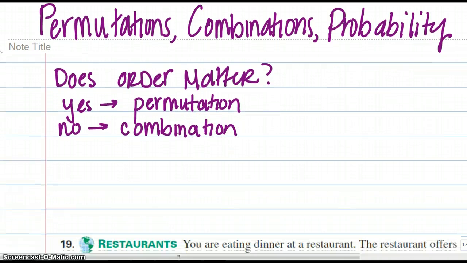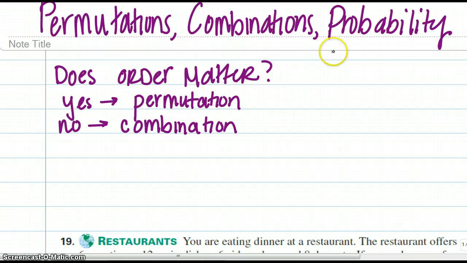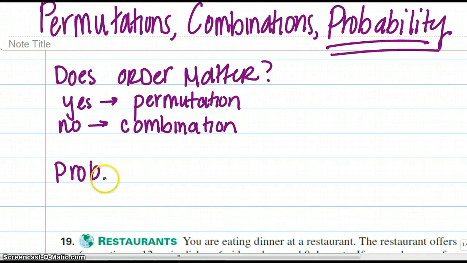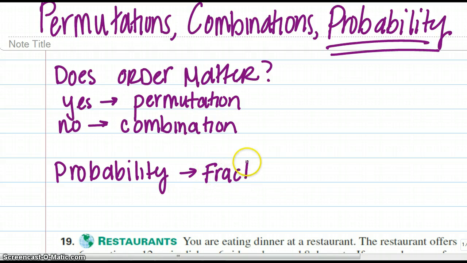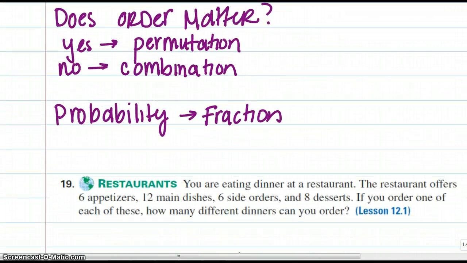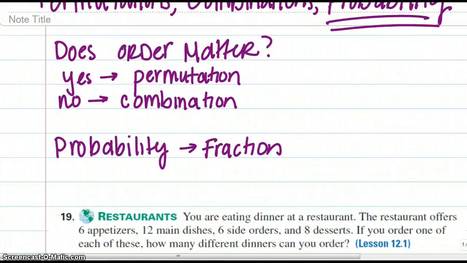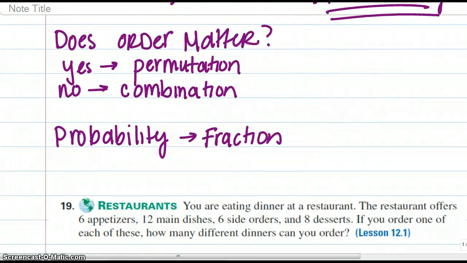And then lastly, does it ask you to find the probability? Well, if it says what is the probability, you need some sort of fraction, right? It was the number of outcomes over the total number of outcomes. So if you need to, take a second, write that down.